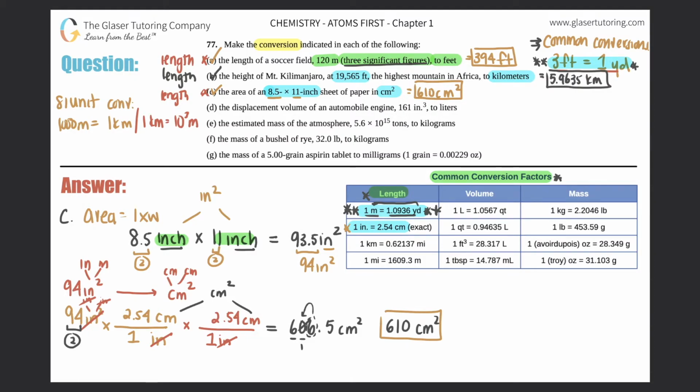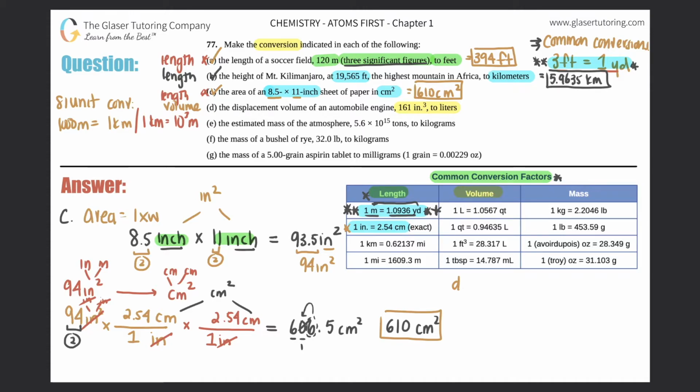Okay, this one, let's see, I think I could fit it in D. So I'll put D over here. They're saying the displacement volume of an automobile engine, 161 inches cubed to liters. Now, this is definitely a volume. So this is the first volume for the set here. So I'm looking in this category.